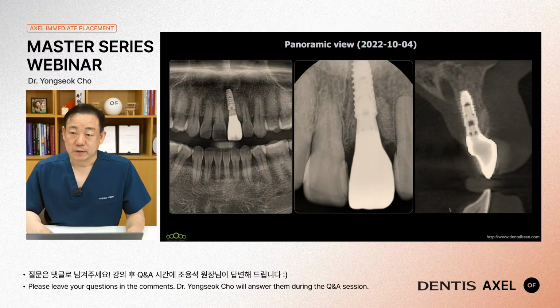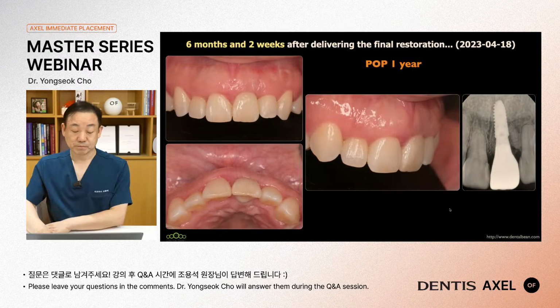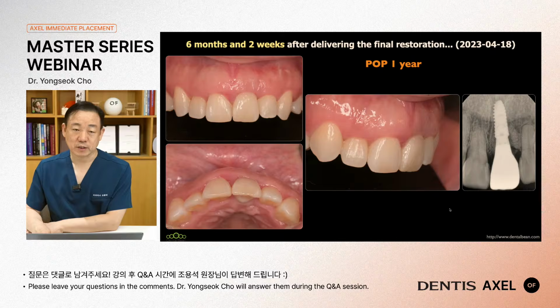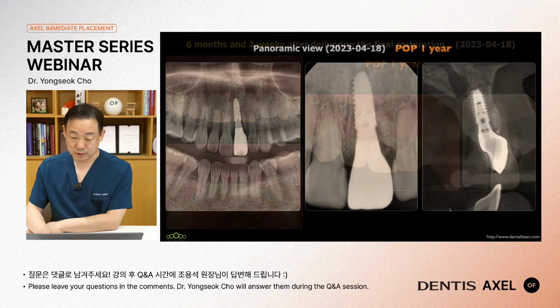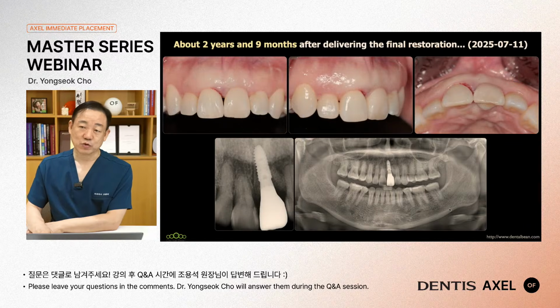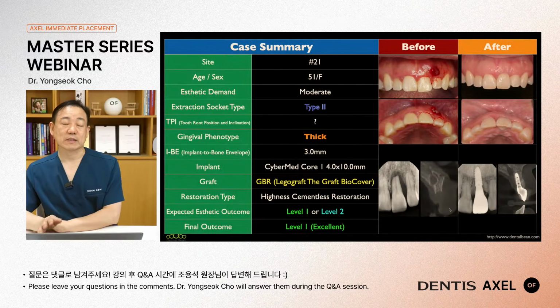Okay. In CT view, the grafted bone well maintained, and clinically minimum gingival volume reduction and recession was observed. Okay. 2 years later, no big change. POP 3 years and 2 months.